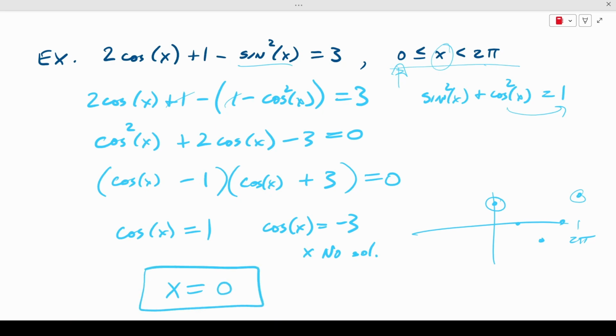That's my final answer. Technically, if I put x equals 0, 2 pi, that would be wrong, because the domain that I'm being given here does not include 2 pi. It goes just up to, but not including 2 pi. So there's my solution, x equals 0.